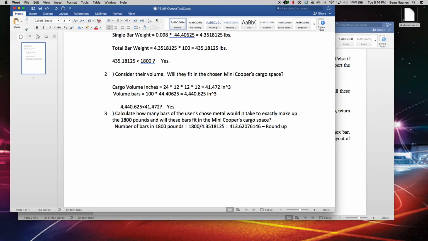Since we're going to have whole bars, take the ceiling of this, or round up. So when you're programming, hint, you'll use ceil. That's going to be 414 bars.